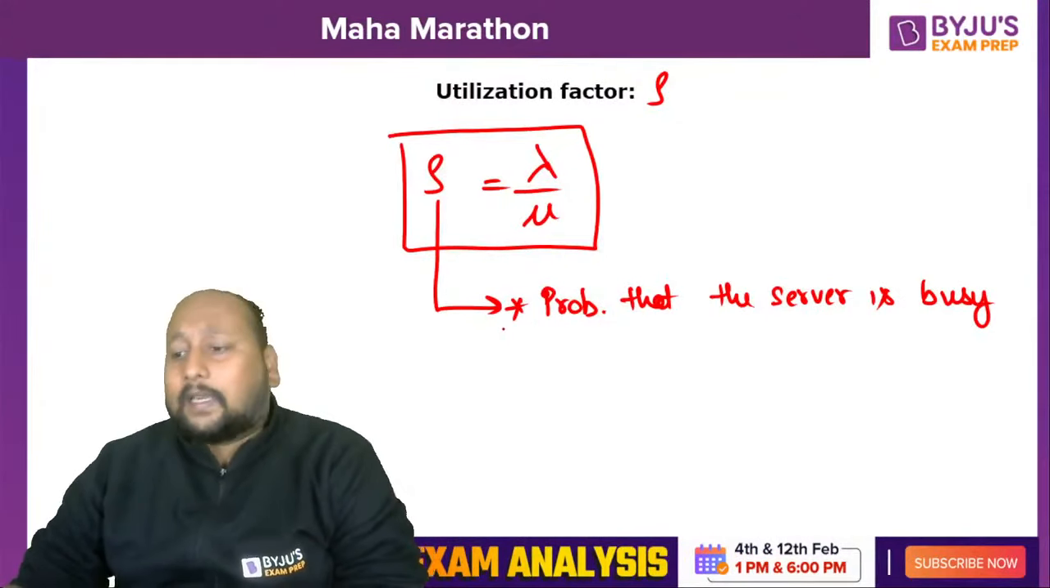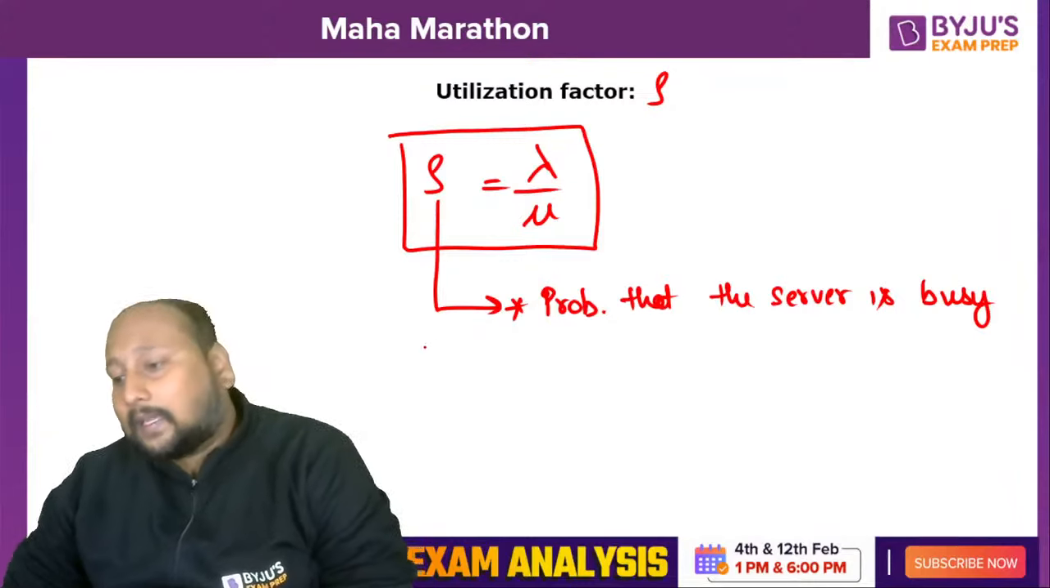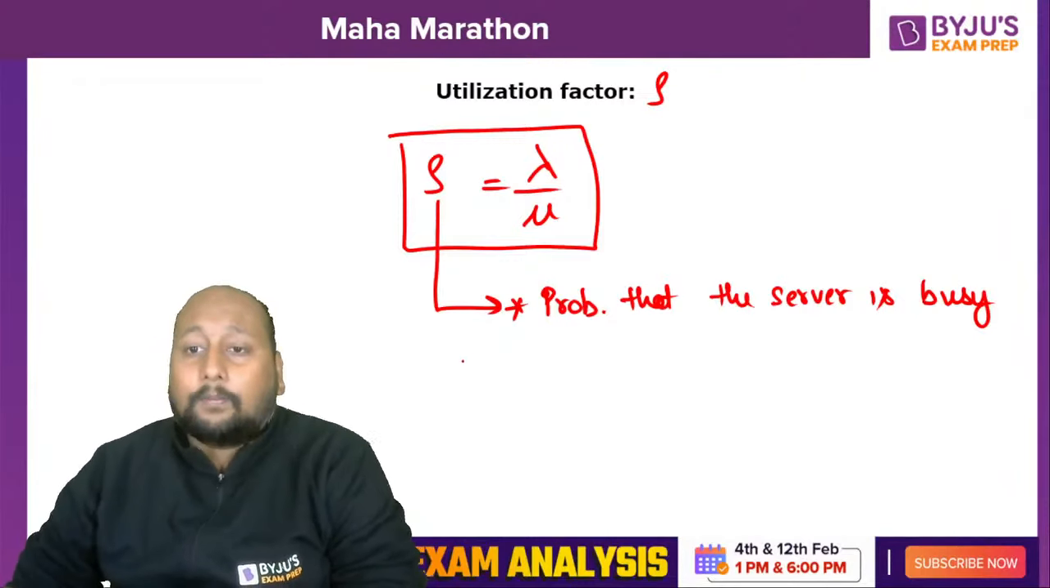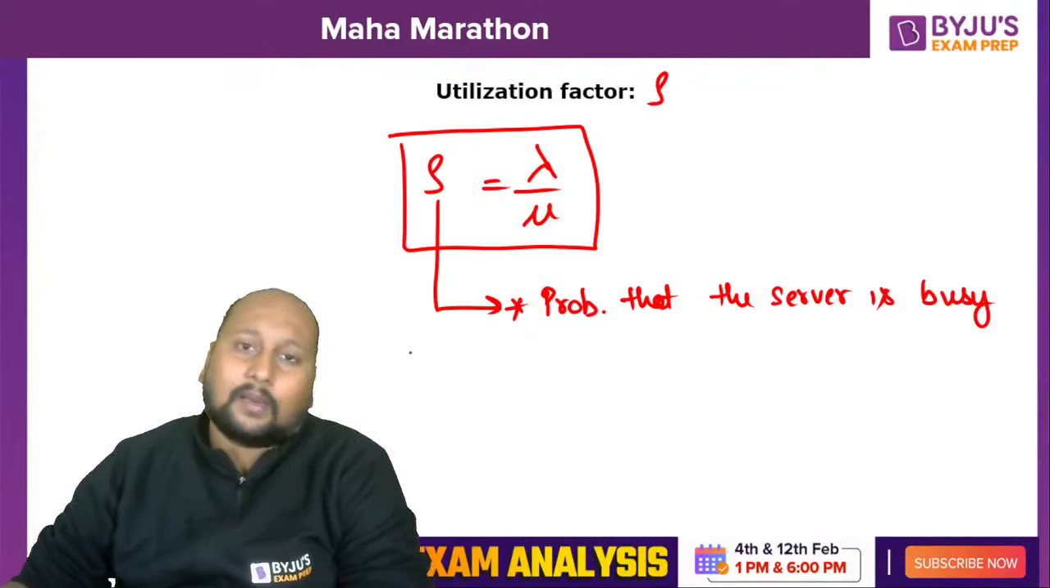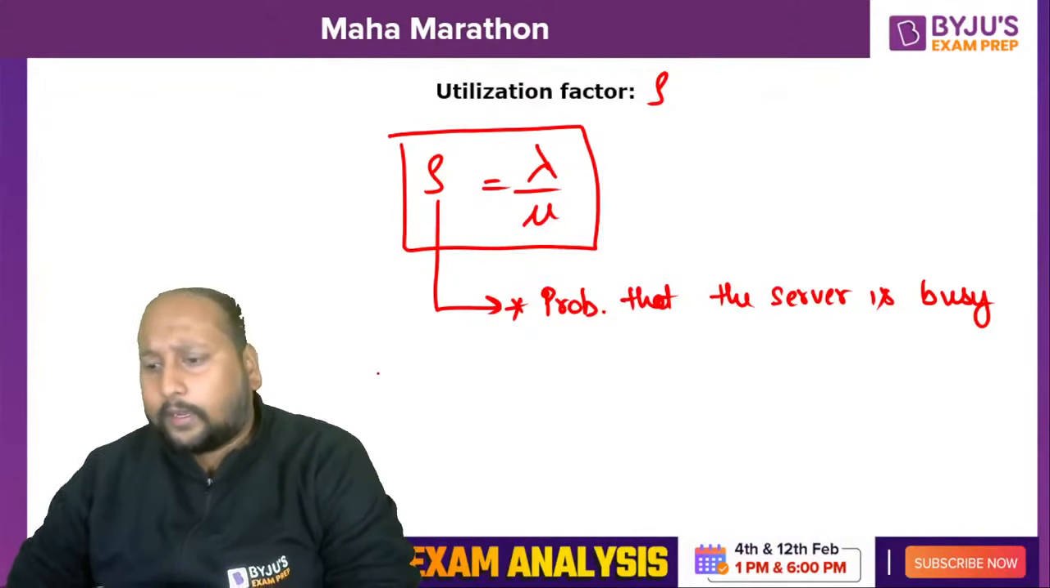So rho basically signifies the probability that the server is busy. Okay, please give a short explanation of Vogel's approximation. Perfect, I'll be telling you about Vogel's approximation, don't worry.